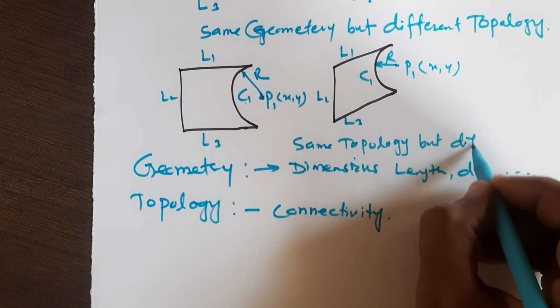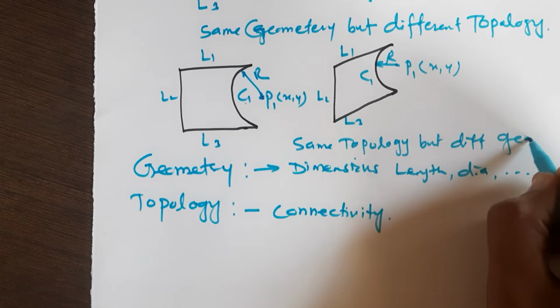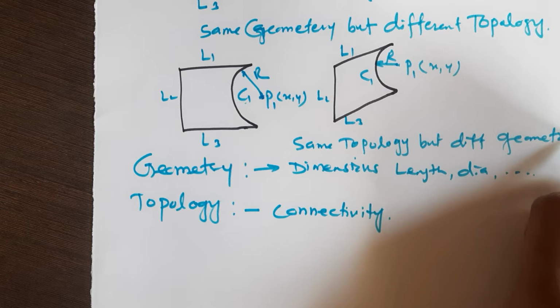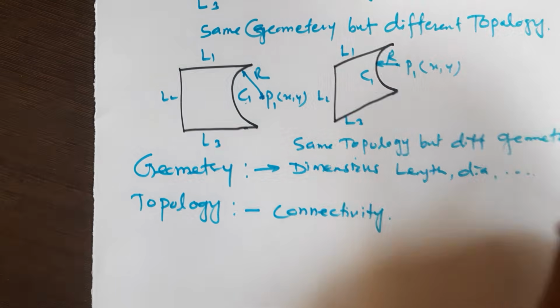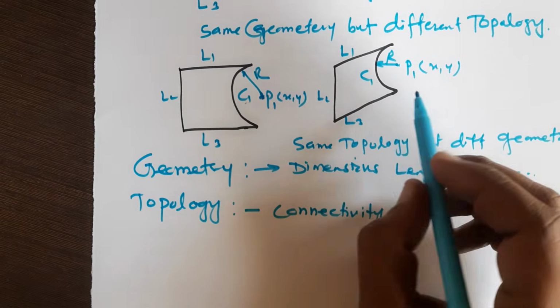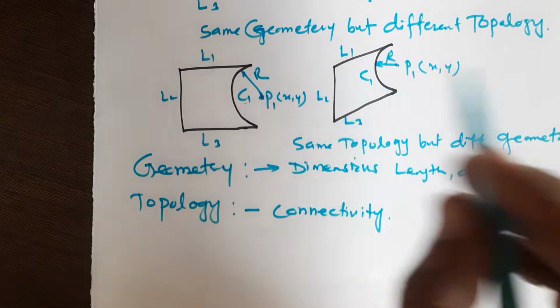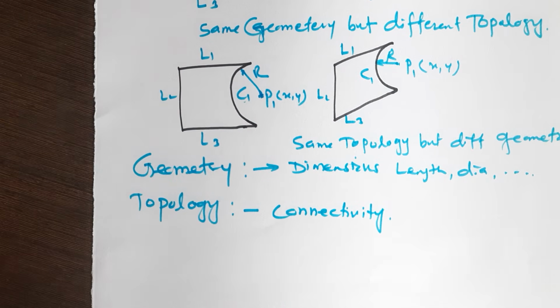but different geometries. Okay, so here geometries are different but the topology is same. Okay, so in this way you can find the topology and the geometry.